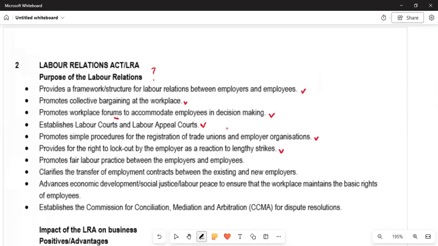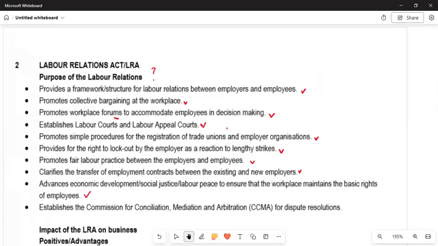Also, the act promotes fair labor practice between employers and employees. So it makes sure that there is a good relationship, like we've said. Employment contracts between the existing as well as the new employees, that is a very important part of this act. Also advances economic development and social justice or labor practice to ensure that the workplace maintains the basic rights of the employees, whereby we make sure that the employees are taken into consideration. That is in short what this point wants to clarify.